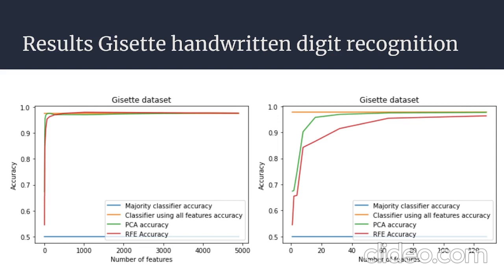This graph on the left shows all 5,000 features, and the graph on the right shows a zoomed in version of this, up to 120 features. Both PCA and RFE were able to achieve an accuracy at or above using all of the features. PCA was able to do this at 32 features, and RFE was able to do this at 256 features. However, RFE had the highest accuracy overall using 1024 features, and this gave 98% accuracy.